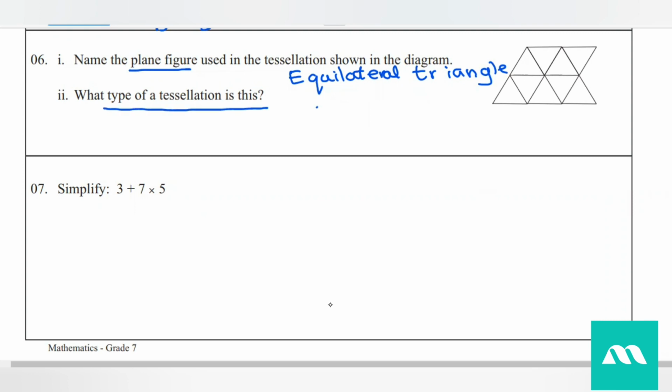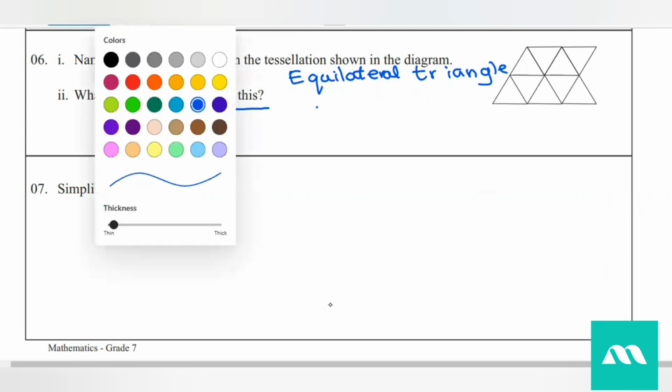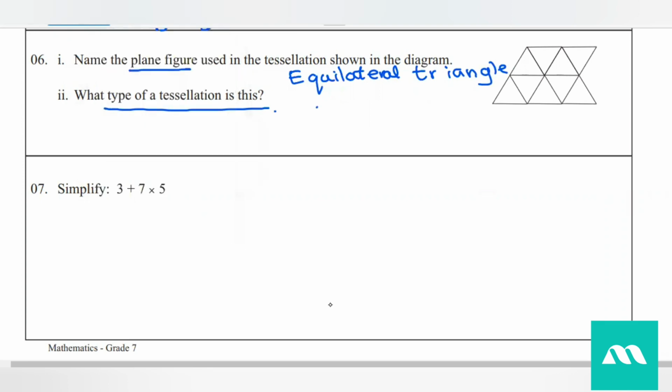What type of tessellation is this? Then you know that there are two types of tessellations, pure tessellation and semi-pure tessellation. When it comes to pure tessellation, it consists of only one type of shape. Here it consists of only equilateral triangle. That means it is called the pure tessellation.